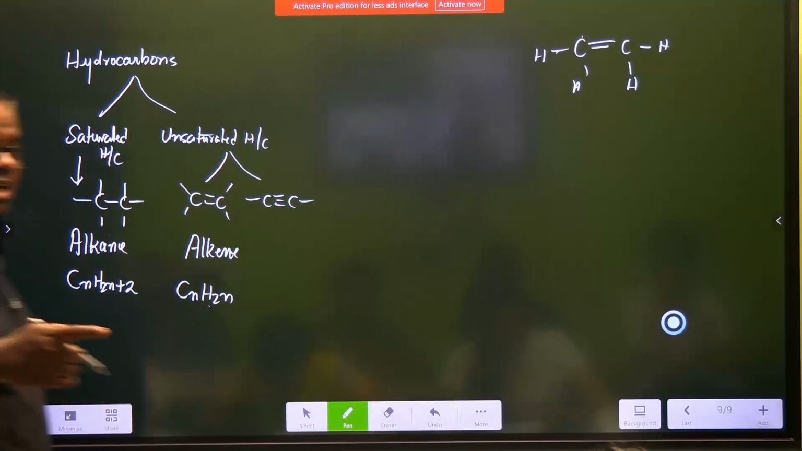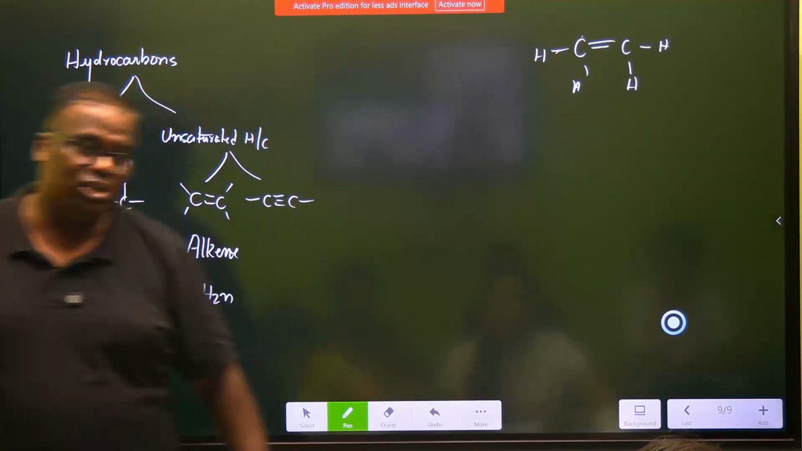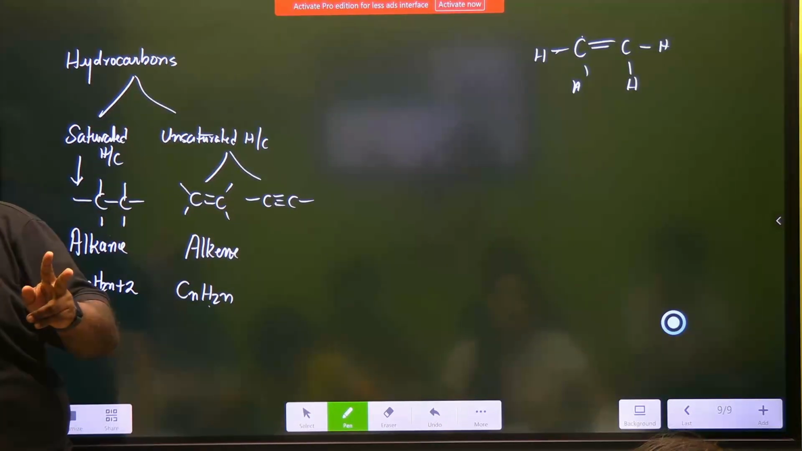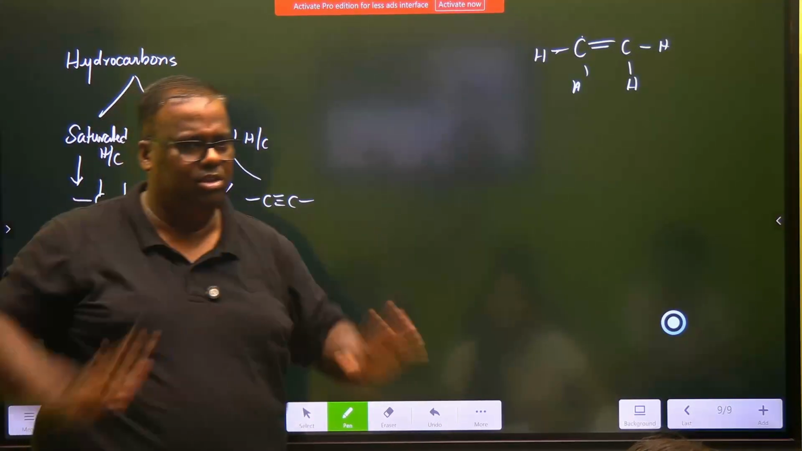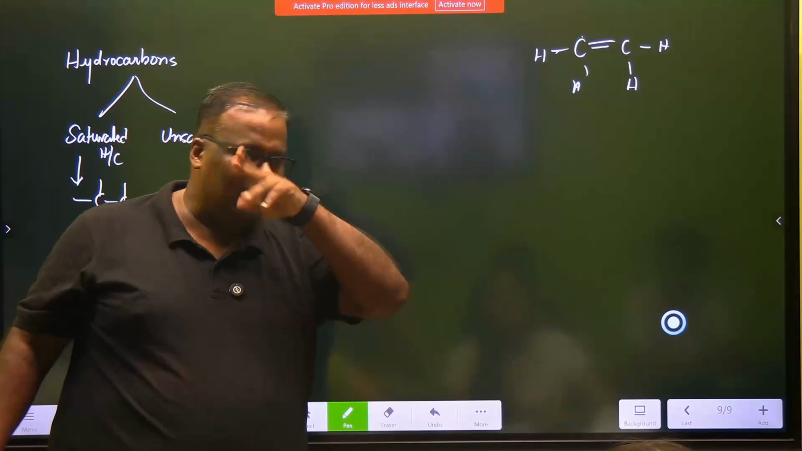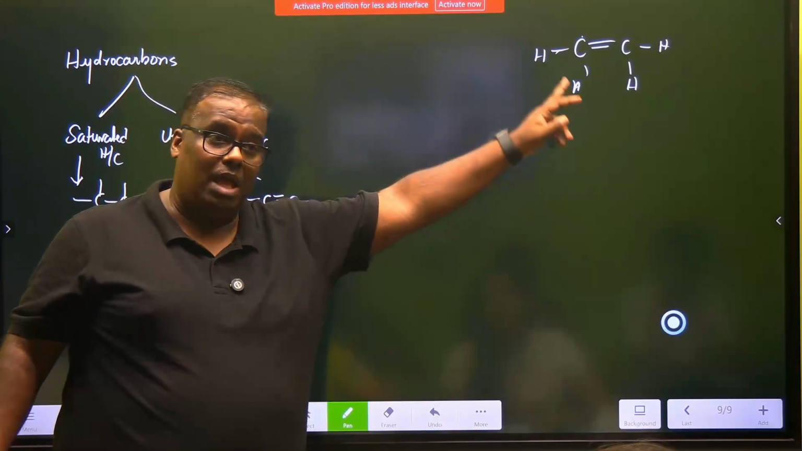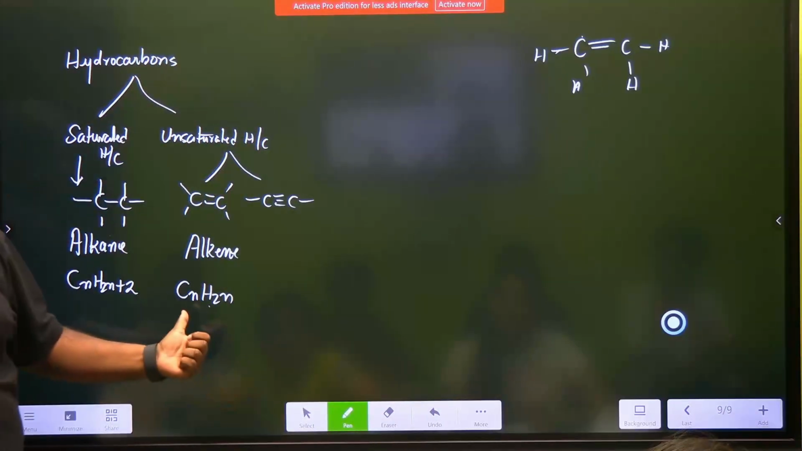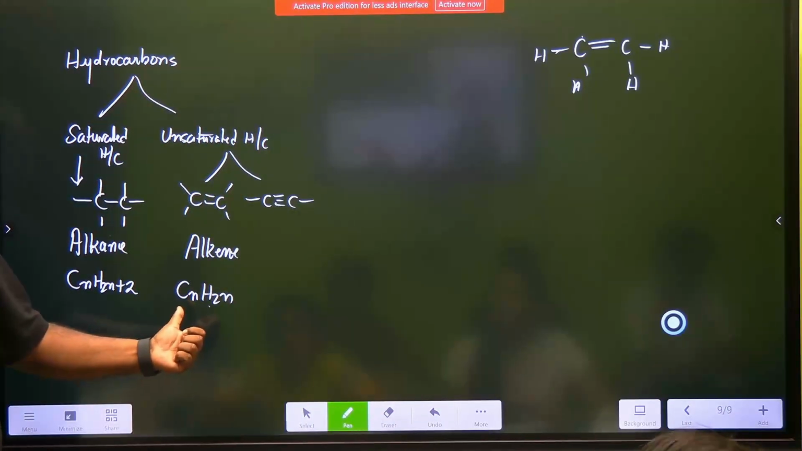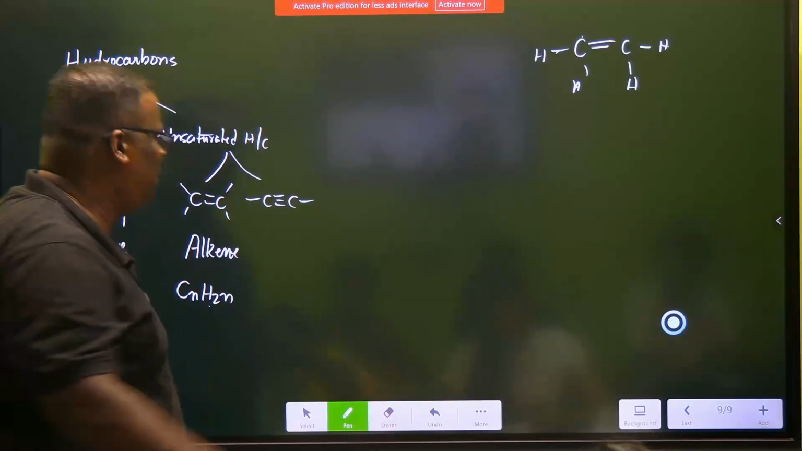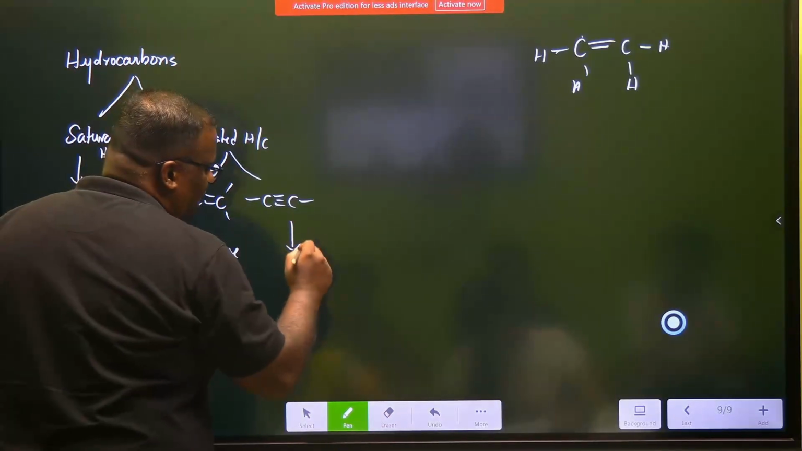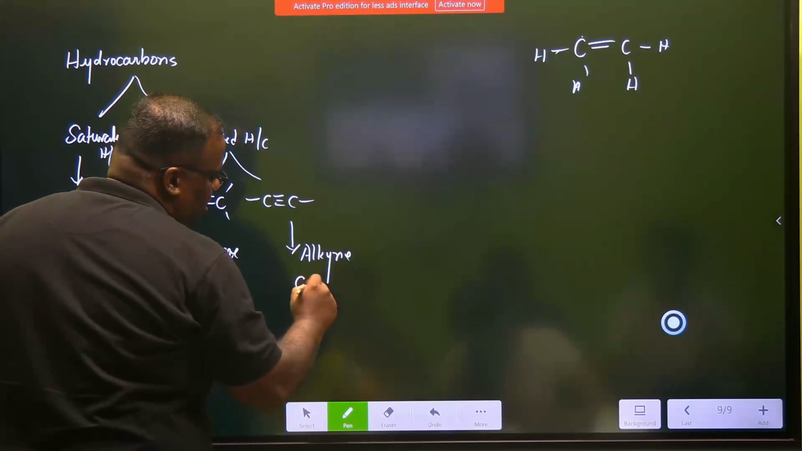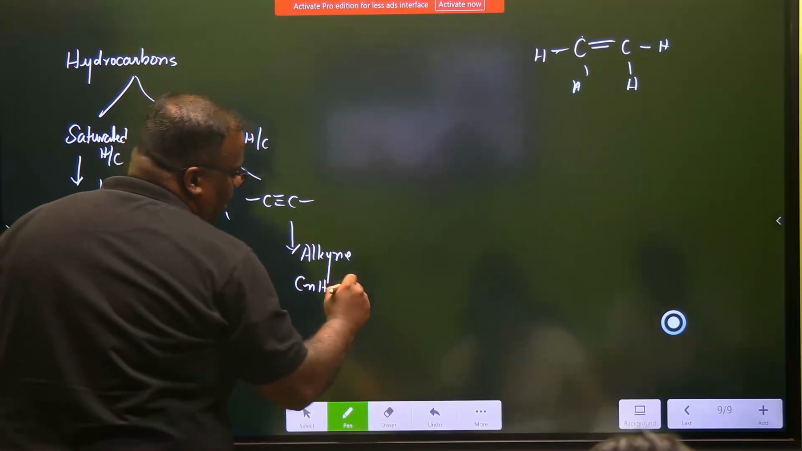Now we will make a triple bond. To make a triple bond, we need another bond. Each bond means killing 2 hydrogens. So when an alkyne is formed, from alkene we will kill 2 more hydrogens. So what should be the general formula of alkyne? CnH2n minus 2. This is what people remember, but you should not. So this is known as alkyne, and this will be CnH2n minus 2.